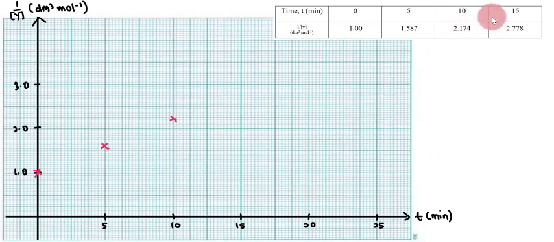Okay, and then at 15 minutes kita ada 2.778. So around 2.8 lah. Okay, so dekat sini 2.2, 2.4, 2.6, 2.8. So around here. Okay, so dekat 15 minit kita ada around 2.8. So kita cari 2.8. So dekat sini 2.2, 2.3, 2.4, 2.5, 2.6, 2.7, 2.8. So around here.